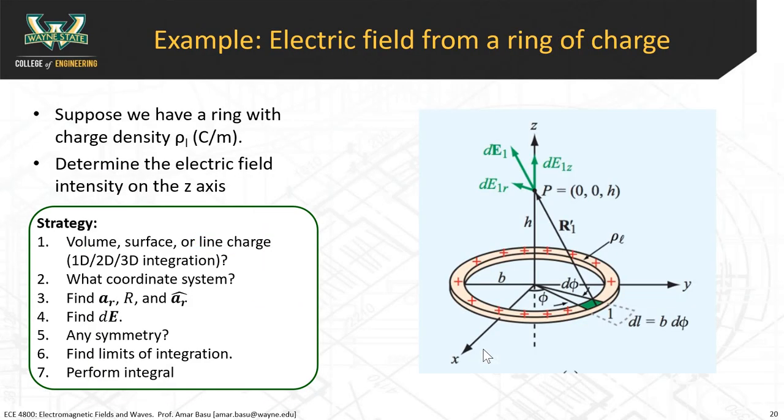Okay. We're going to do a second problem here, which is just incrementally more complex, but it's still a linear charge density. And in your homeworks, you're actually going to have one where you do a surface integral. So it's going to be one step up from this, and you have to think about how to do that. I'm going to leave that one as a homework problem, but we're going to be doing this other example of an electric field from a ring of charge. Same strategy. We have to first ask ourselves whether it's a volume, surface, or line integral, and then all the other steps. But let's see what we have here.